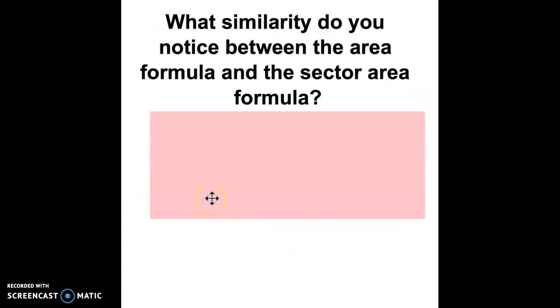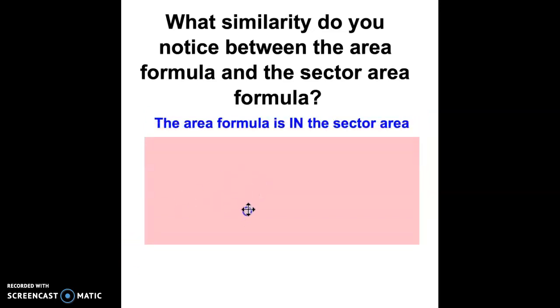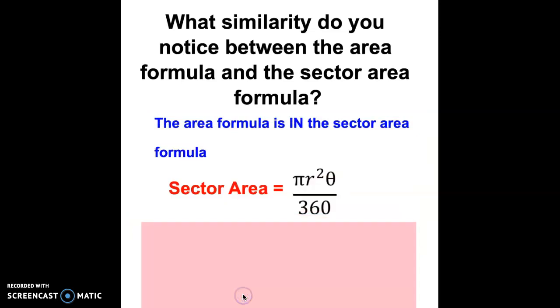All right, now, last week we talked about the similarities between the formula for circumference and arc length. Now we're going to talk about what similarity do you notice between the area formula and the sector area formula. So here, the main takeaway is that the area formula is actually in the sector area formula. If you look here, the area formula is pi times the radius squared. And that yellow part is a piece of the sector area formula. So that is the main similarity and takeaway that you want to have there. The area formula is a part of the sector area formula.